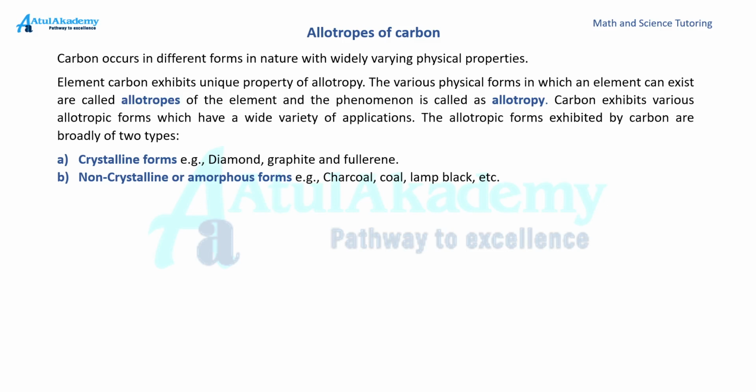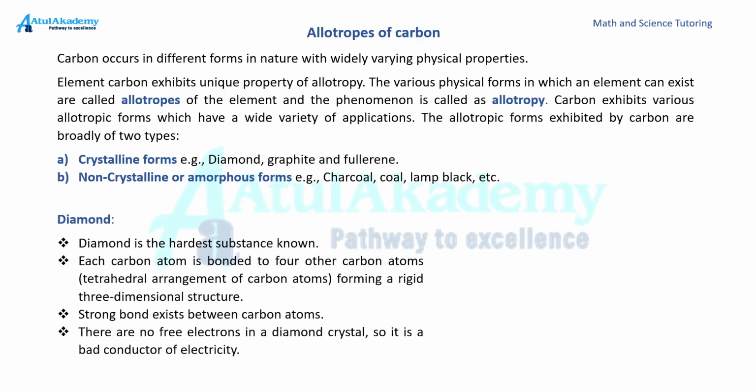The different allotropes of carbon are crystalline forms and non-crystalline forms. Crystalline forms are those in which carbon occurs in the form of crystals. We have diamond, graphite, fullerene. Non-crystalline forms are also known as amorphous forms. Examples are charcoal, coal, lampblack. Let us talk about the crystalline forms first. Diamond.